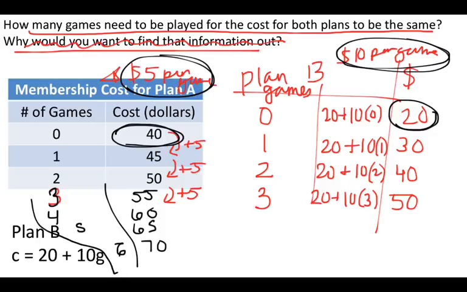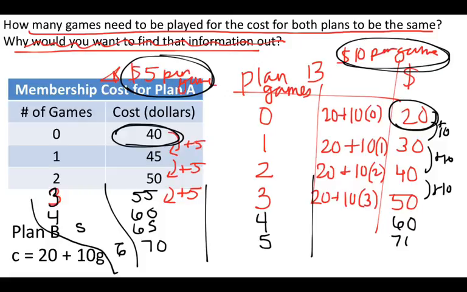Sorry about the crazy table here. For plan B, if I follow my pattern, do you see how it's up by 10? Add 10, add 10. So for 4 games, it's going to be $60. For 5 games, it's going to be $70. For 6 games, it's going to be $80.